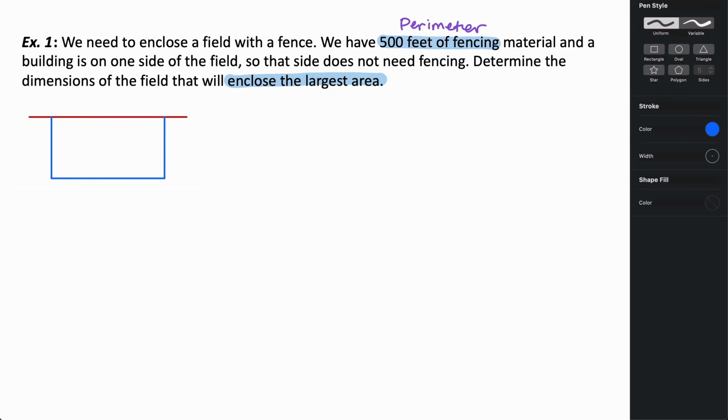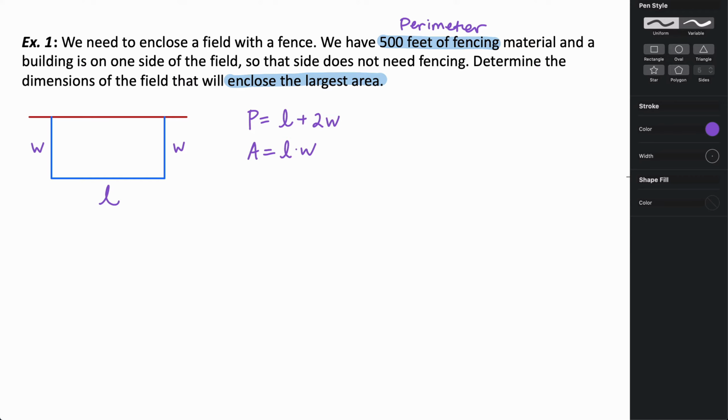Now, because we're only enclosing 3 sides here, since we don't have to use fencing on this side, our perimeter equation is going to be slightly different. If this is our length, we have width and width here. Normally the perimeter is twice the length plus twice the width, but since we're not enclosing this side, our perimeter is just going to be 1L plus 2W. And then the area, since it's a rectangle, is still length times width. It doesn't change just because we have that one side that's not being fenced.